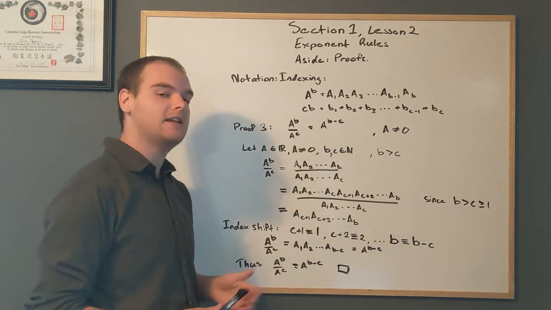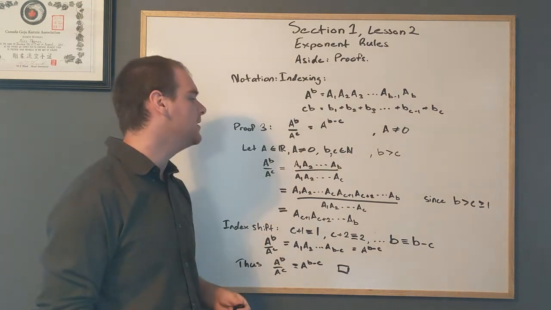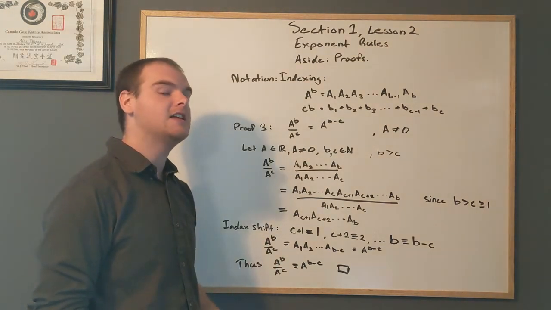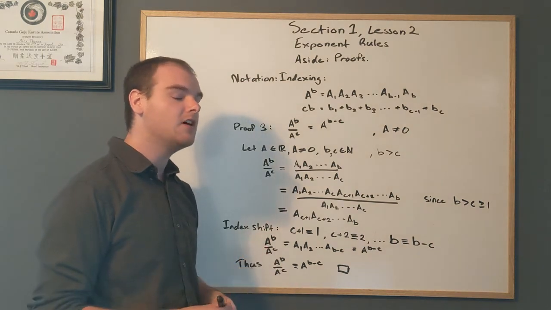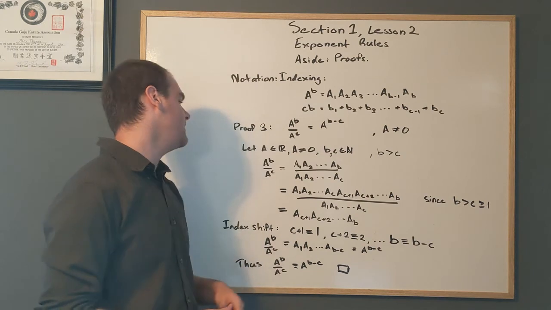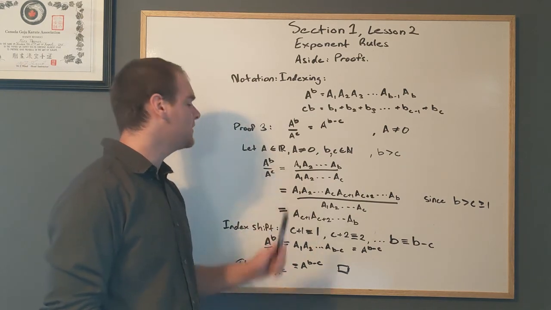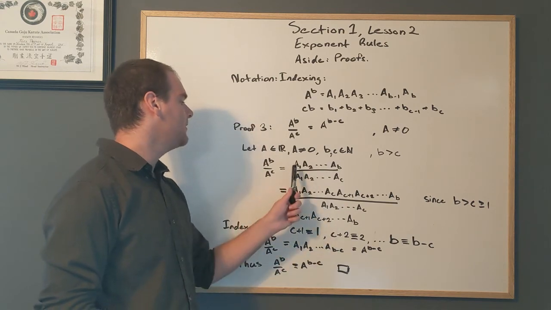In the next lesson, we're going to drop that restriction, but for now, we're just going to look at b being greater than c. In the case where b is not greater than c, the proof isn't much different. So if we start at a to the power of b divided by a to the power of c, we use our definition to expand those two powers.